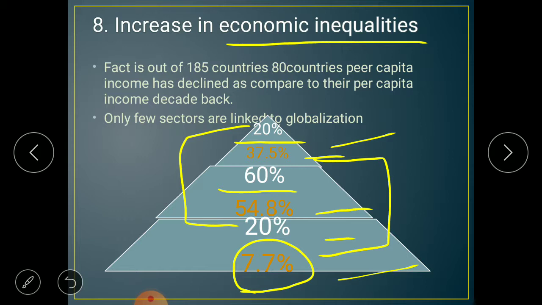So, after globalization, the per capita income is not increasing, rather, it is reducing. Instead of being constant, if you assume that it cannot increase, it should be stable. But instead of being stable, it is reducing. Only a few sectors are linked to globalization. Yes, we have seen earlier in the MNCs also, that globalization has given benefit to the areas where skillful jobs are there. The other areas, we term it as an unorganized area, they are not linked with globalization.